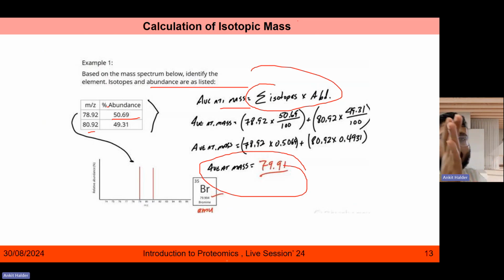So if we have the isotopic mass of all the isotopes and their relative abundance, what we will get is the average mass of that particular element. So we get 78.92 into 50.69 percent by 100 and 80.92 into 49 percent. So that's what we are getting: 79.91.